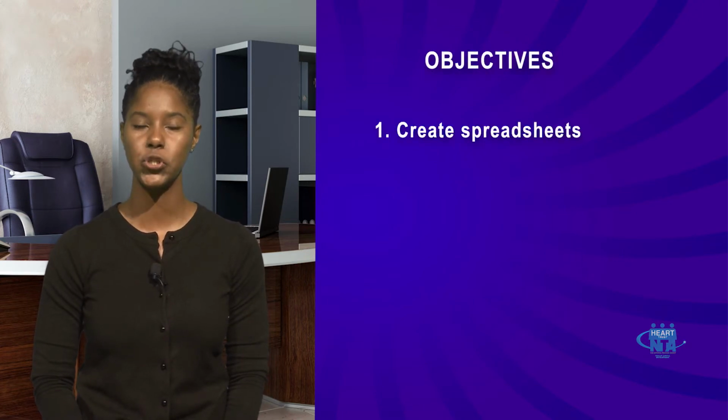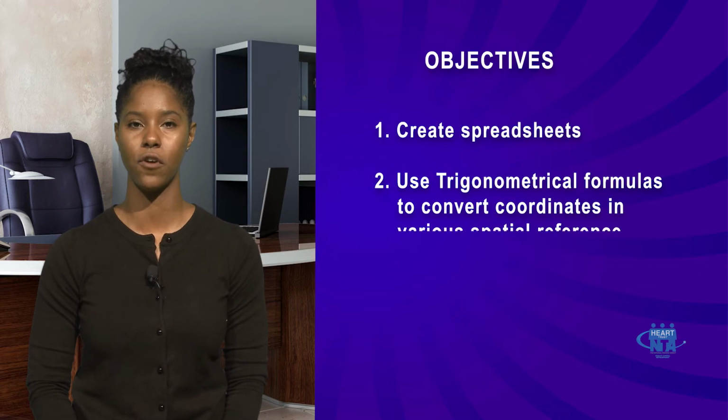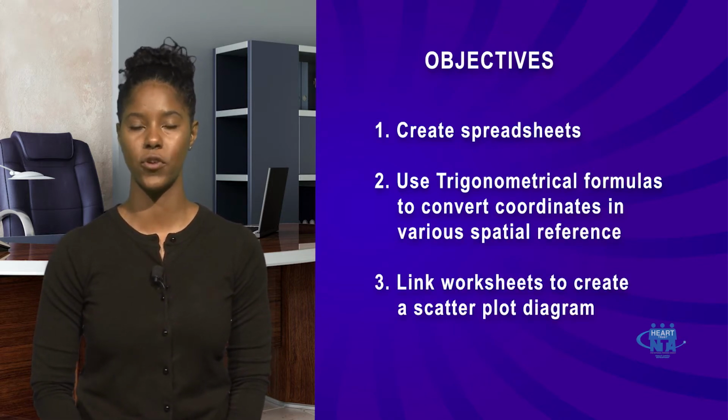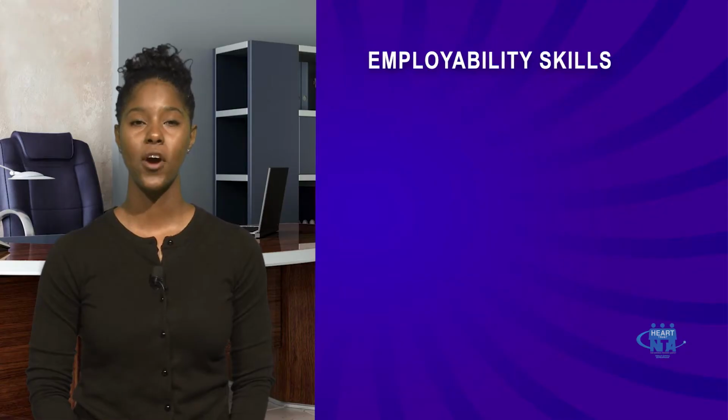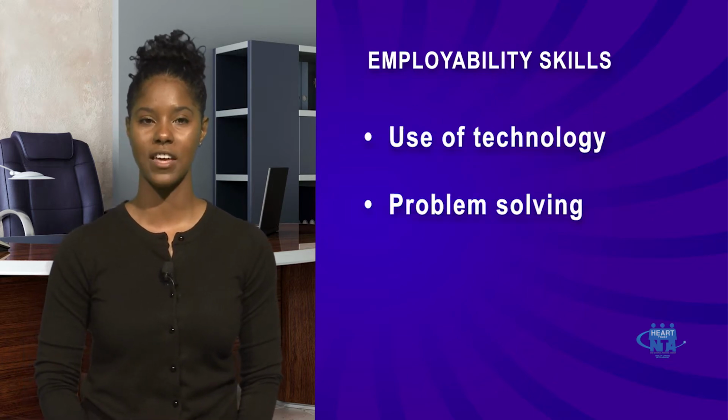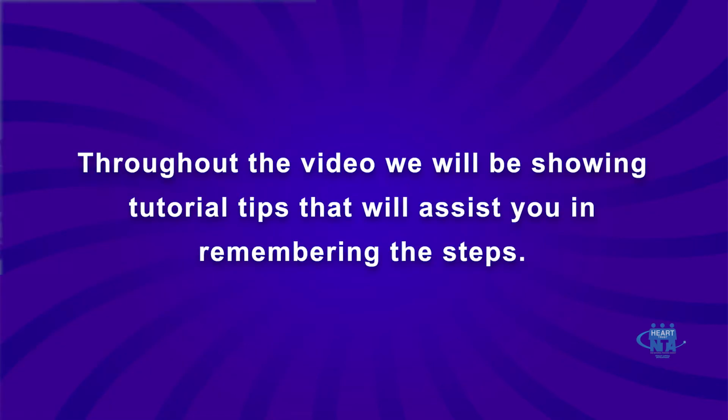In this tutorial video, we will be showing you how to develop spreadsheets for geospatial data. By the end of this video, you should be able to create spreadsheets, use trigonometrical formulas to convert from one coordinate system to another, and to link worksheets to create a scatterplot diagram. The employability skills to be covered include use of technology, problem solving, and time management. Throughout the video, we'll be showing you tutorial tips that will assist you in remembering the steps. Are you ready? Let's get started.